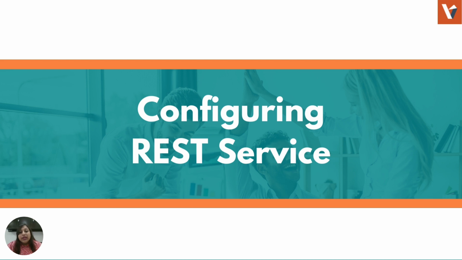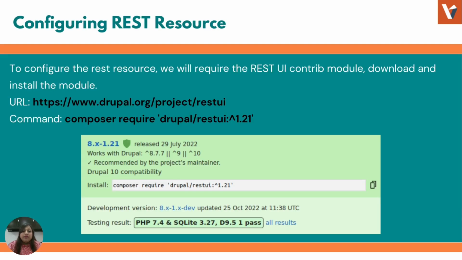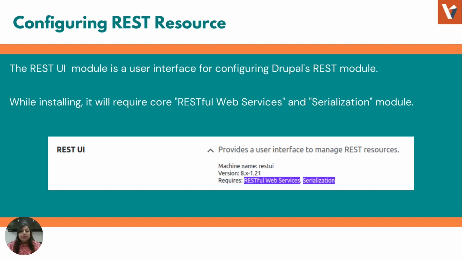So when we go to configuring REST service, what will happen? We will first require the REST UI module. This is a contrib module we need to install. So first download and install the REST UI contrib module. I have added the URL and command for that here. And also I have added the module screenshot, which shows that the module is secure and stable with the Drupal 10 release also. So you can install this module using Composer, or you can download this module and install it manually. Once that is done, you come to your extend tab to enable the module.